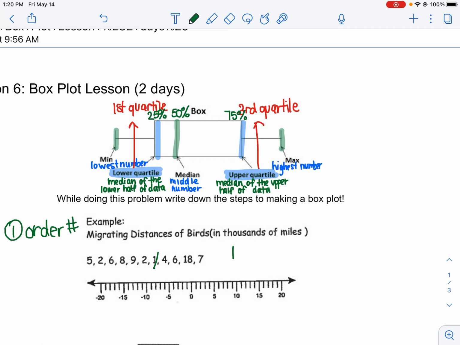So we're going to start with a 1. There's 2 2s. There's a 4 and a 5. There's 2 6s. There's a 7, 8, and a 9. And you're going to see a big jump over to 18.